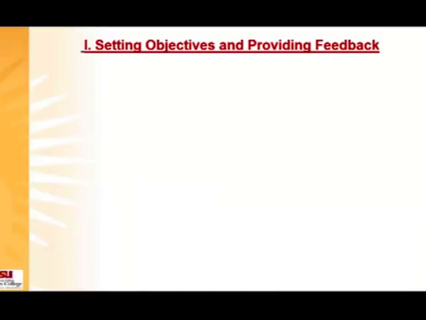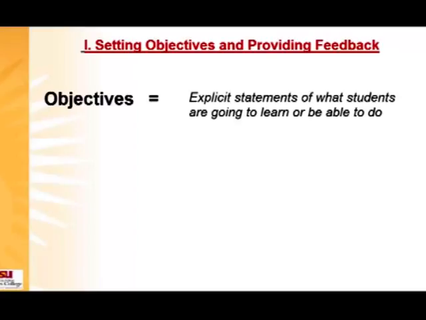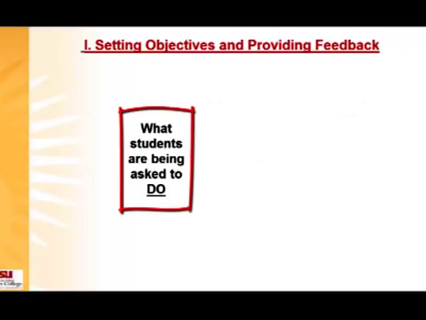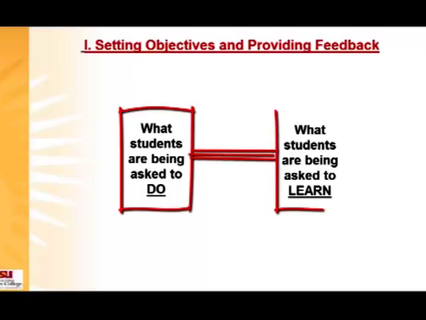The first strategy is setting objectives and providing feedback. Objectives are explicit statements of what students are going to learn or be able to do by the end of a lesson or unit. Objectives, which could also be thought of as lesson-level goals, help to ensure that learning activities are relevant and purposeful. Students need to see a clear connection between what they are being asked to do during a lesson and what they are supposed to learn during a lesson.